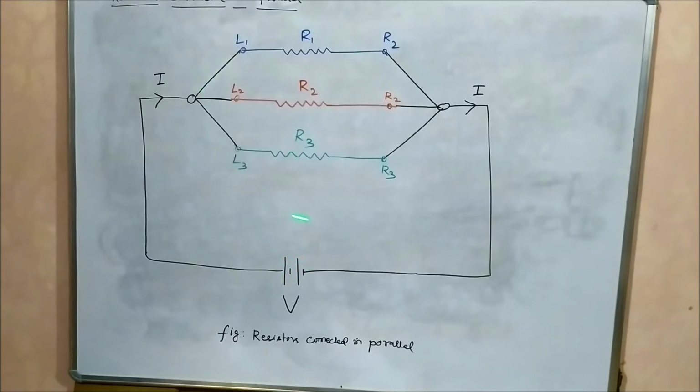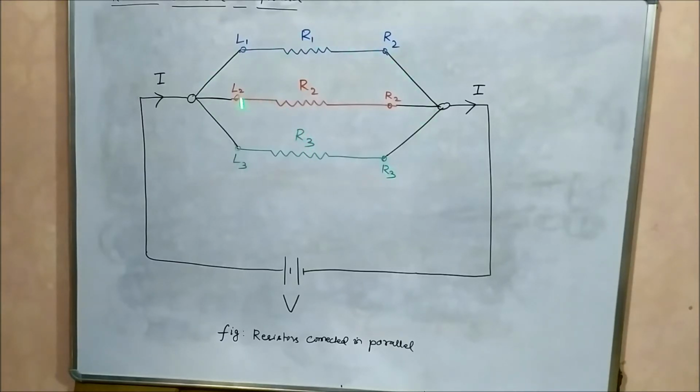So whenever you find this type of connection pattern, where all the left ends of the resistors are connected at one point, all the right ends of the resistors are connected at another point, and those two points are connected across a voltage source, you can say that the three resistors R1, R2 and R3 are in parallel connection.